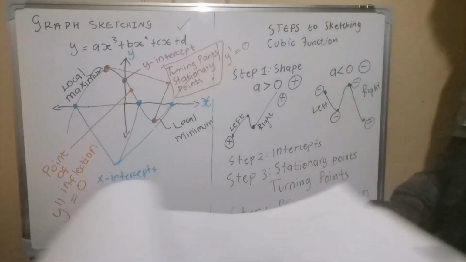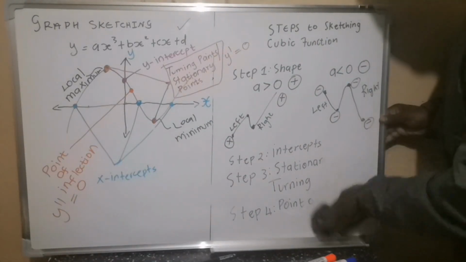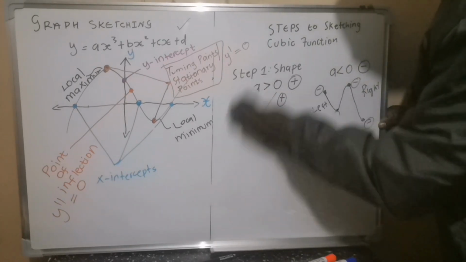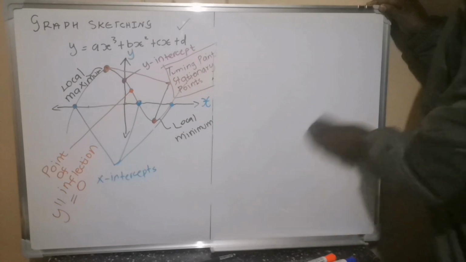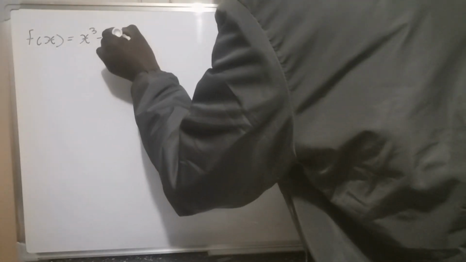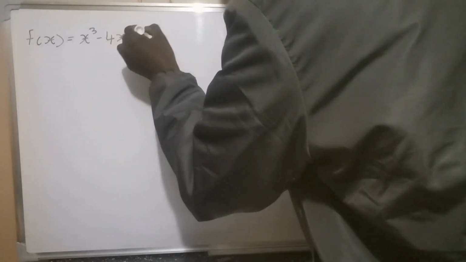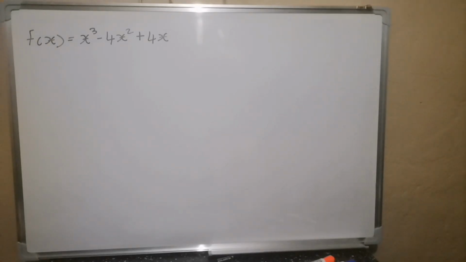But you must remember, these things are very simple. Let us draw the graph of this function. f(x) = x cubed minus 4x squared plus 4x. Draw the graph of this function.